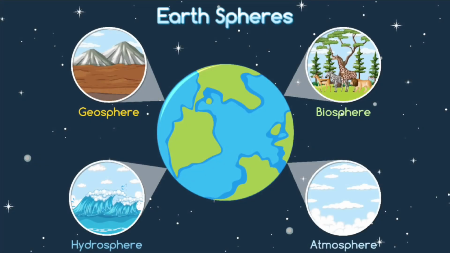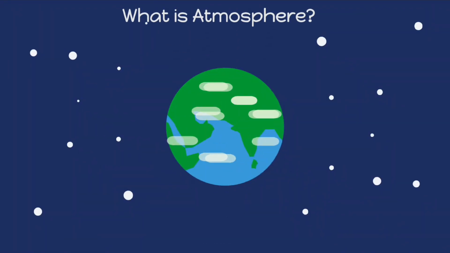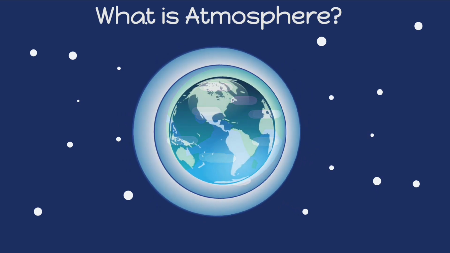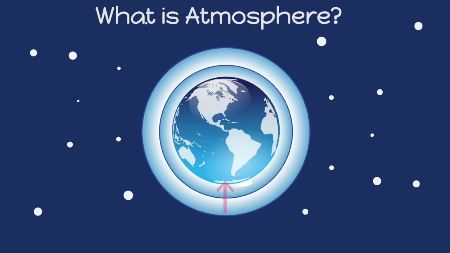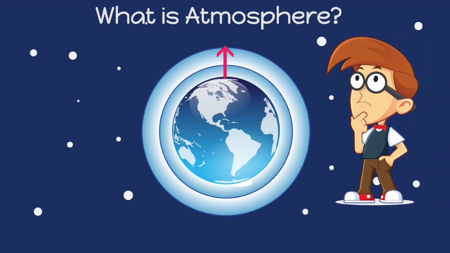Our planet Earth is divided into four spheres: geosphere, hydrosphere, biosphere and the atmosphere. In this fully animated lecture, you will learn about what is atmosphere. It is the envelope of gases that surrounds our Earth. It extends from the Earth's surface without any boundary. Did you know that about 99% of the atmospheric mass lies within 30 kilometers of the surface?